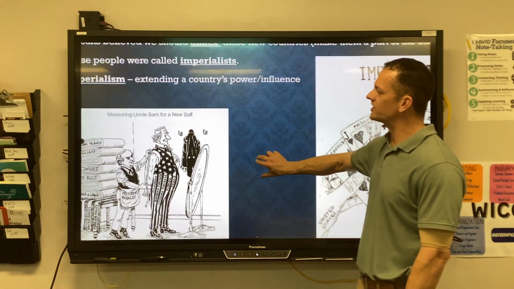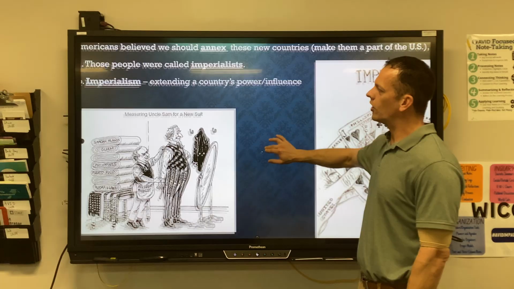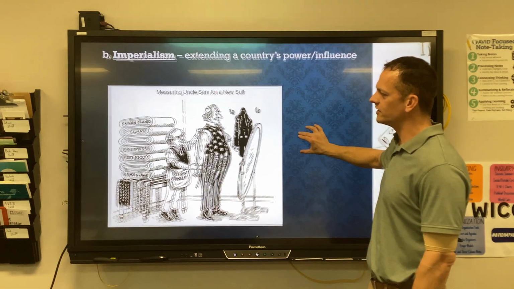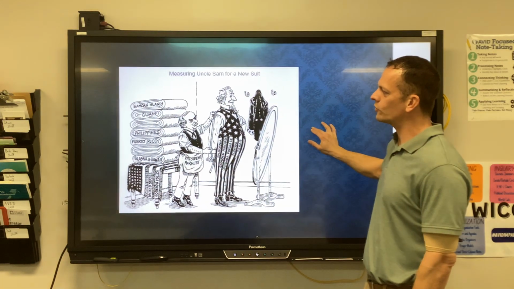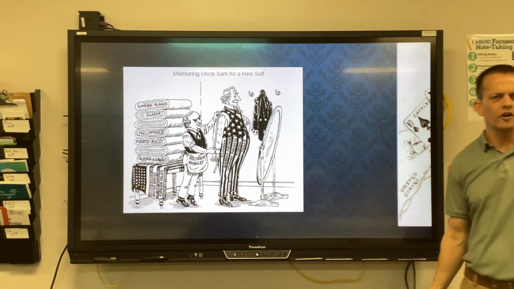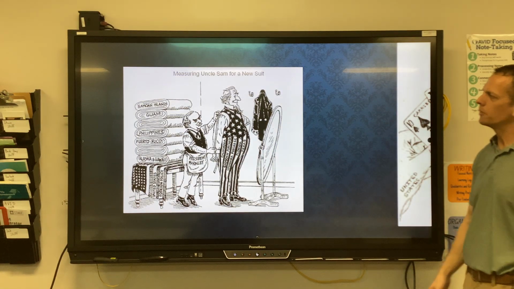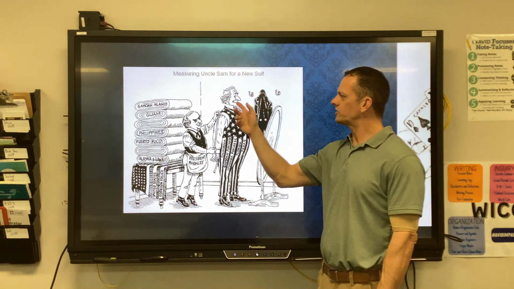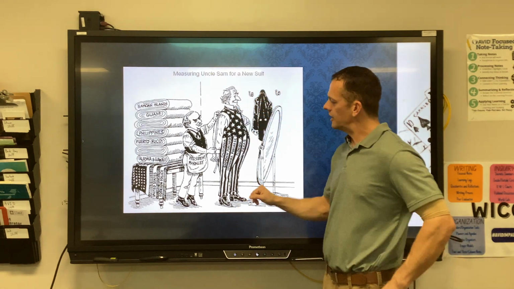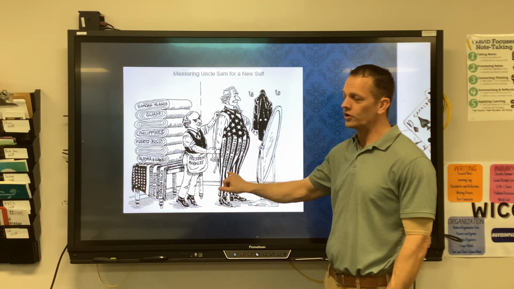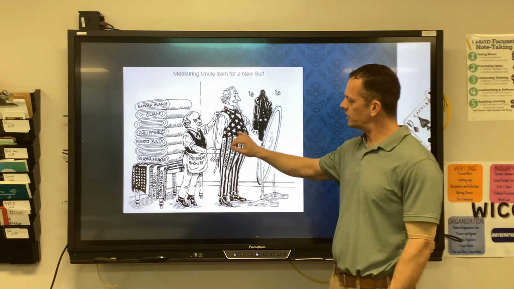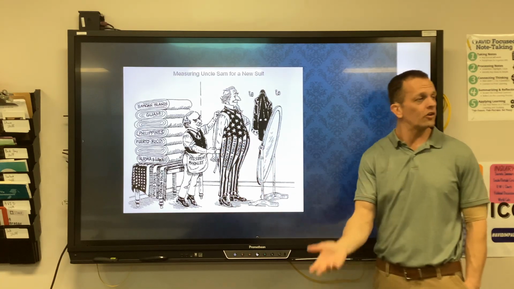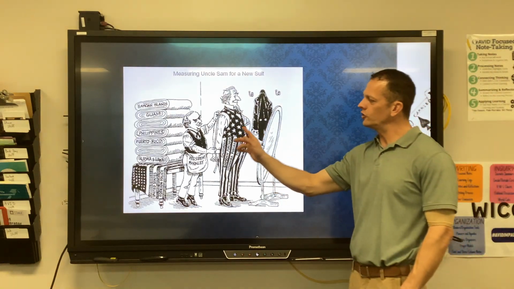This one I like because I could see something like this on a STAR test, and it could ask you what this represents, what war this is from, all kinds of questions. But if we take a look at this, someone is measuring Uncle Sam for a new suit. Uncle Sam represents America, obviously. And if you read this closely, his original suit is made of California, the Louisiana Purchase, Florida, and Texas, states that already exist. But he's getting measured for a new one.